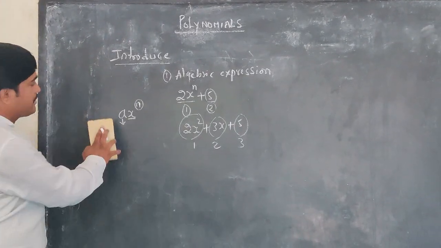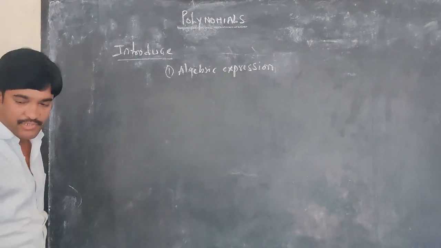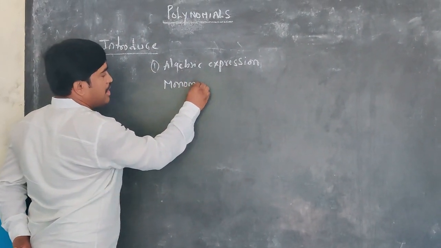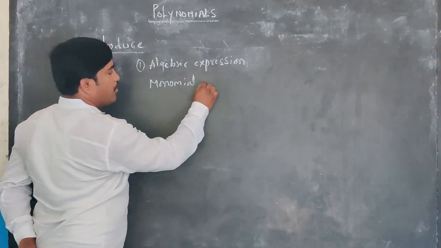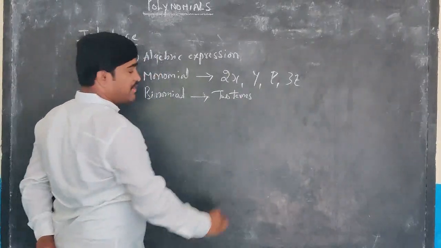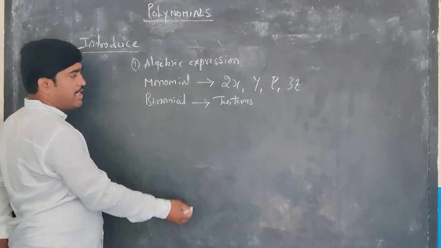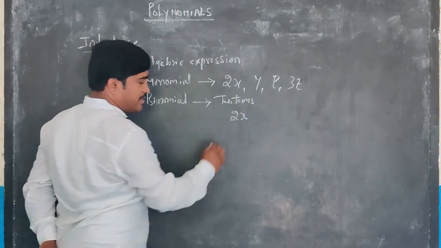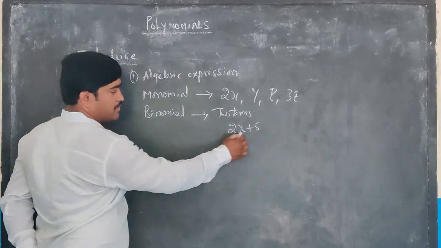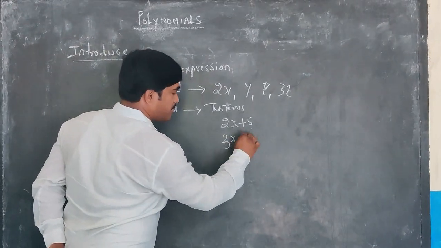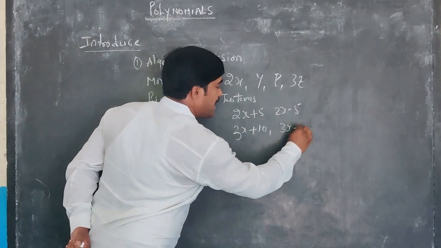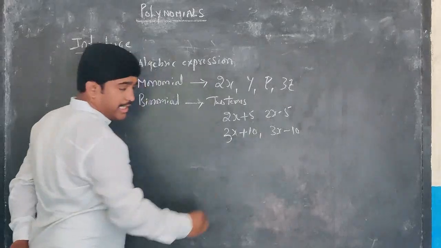Now in the previous classes we have learned about monomial. So what is a monomial? A monomial is an expression with a single term, and an expression which has two terms is said to be a binomial. For example, 3x is a single term. If I write plus 5, it becomes two terms. Or it may be 3x plus 10, or 2x minus 5, or 3x minus 10, and so on.